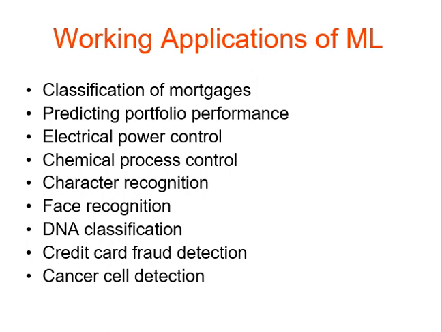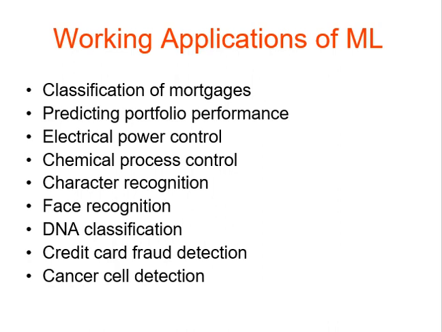The working applications of machine learning are classification of mortgages, predicting portfolio performance, electrical power control, chemical process control, character recognition, face recognition, DNA classification, credit card fraud detection, and then cancer cell detection. So let us see some more applications in our real world.